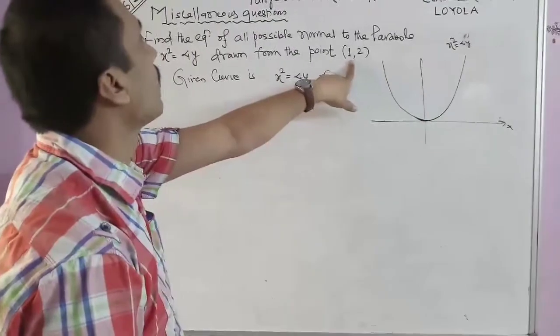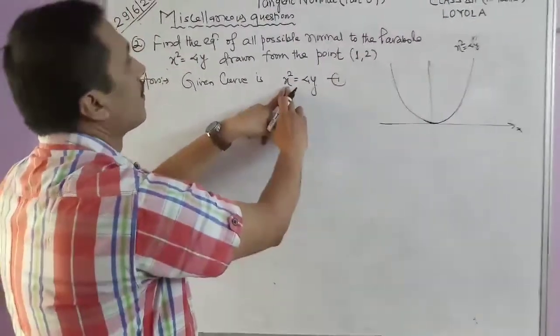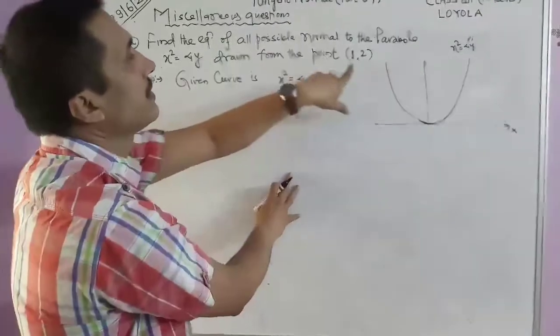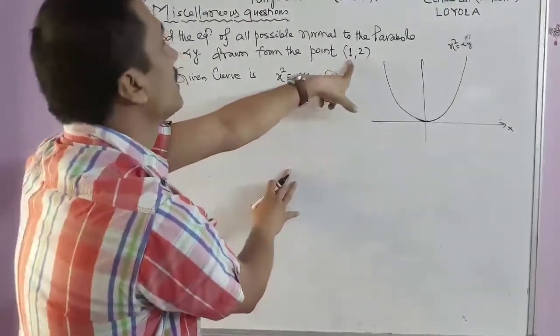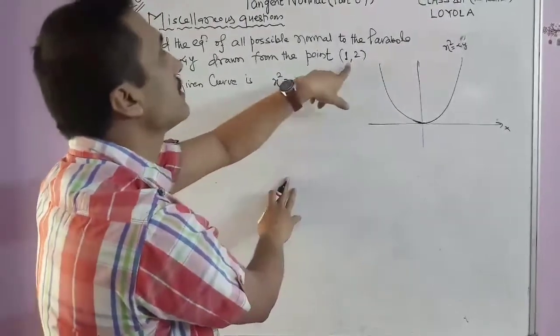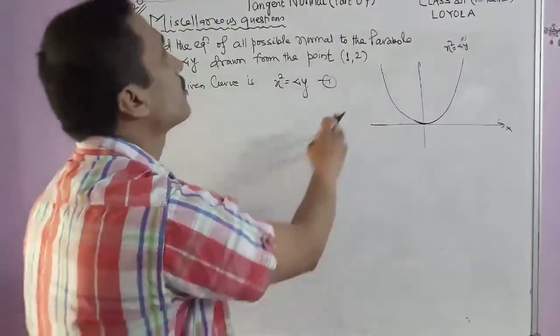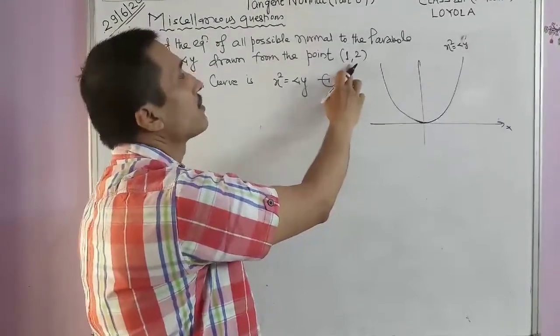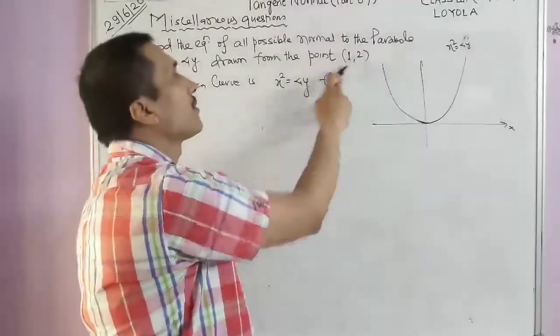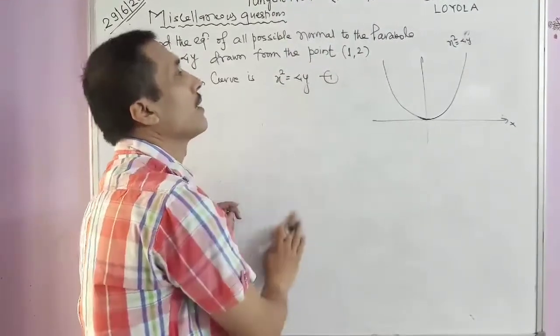Obviously for (1, 2), 1 square is not equal to 4 into 2, which is 8. Obviously this point does not lie on the curve, that is, this is an external point. We have to find all possible normals from this point to the parabola x square equal to 4y.